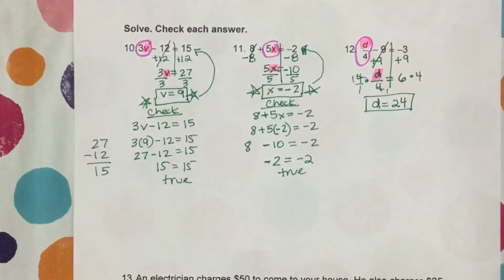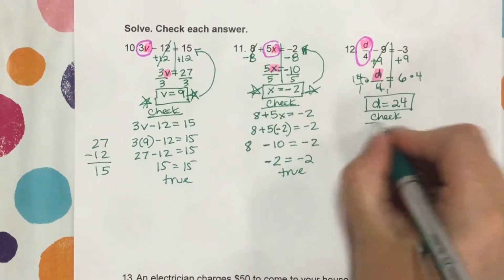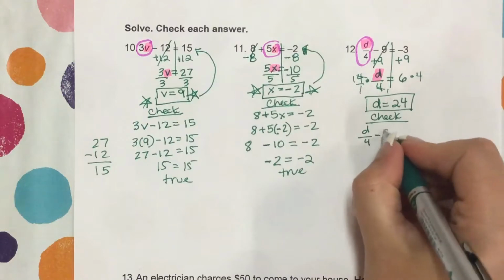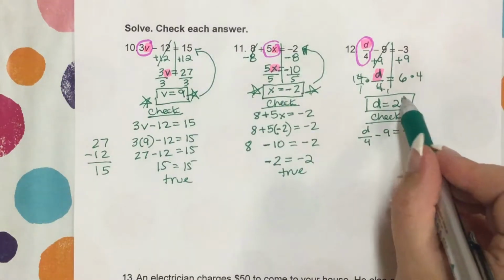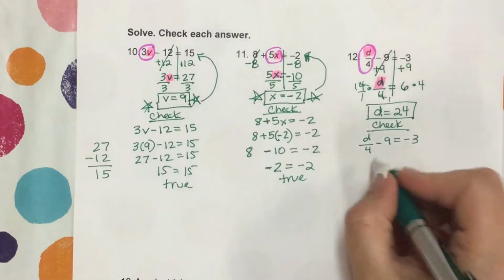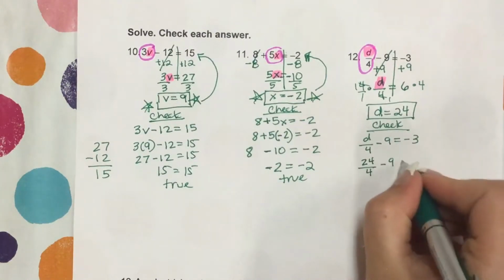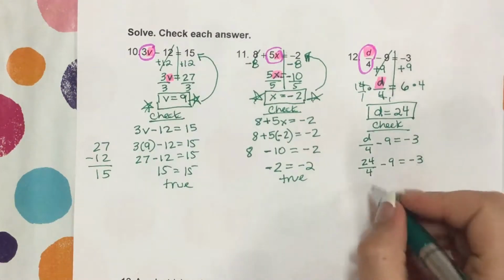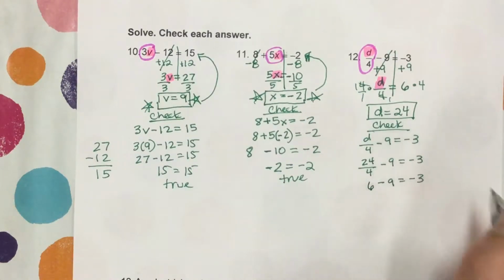Now it is time to check our answer. So I'm going to write the word check. I'm going to write the original equation: d over 4 minus 9 equals negative 3. And then I'm going to substitute 24 in for d. 24 divided by 4 minus 9 equals negative 3. So 24 divided by 4 is 6, minus 9 equals negative 3.